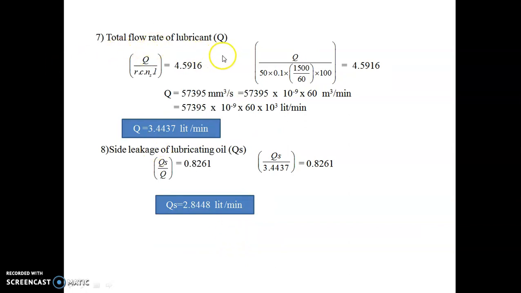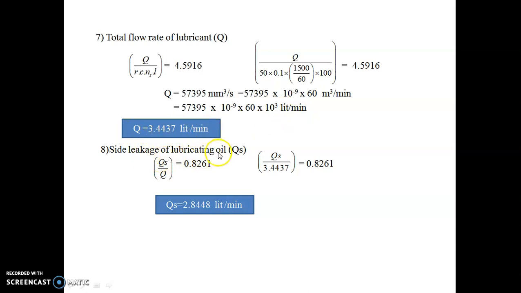Total flow rate of lubricant, Q upon RC Ns L is equal to 4.59. So put value of R 50, C 0.1, Ns 1500 upon 60 and L 100. We can get the Q 57395 mm cube per second, into 10 raised to minus 9 meter cube, into 60 per minute. Again multiplying by 10 raised to 3, meter cube is converted into liters per minute. So Q is equal to 3.4437 liters per minute.